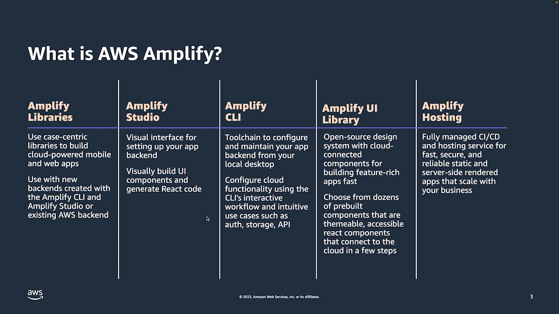Next, we have Amplify CLI. This is a CLI tool that allows you to configure and manage your app cloud backend from your local desktop, from your CLI. You can configure all your cloud functionality using the CLI's interactive workflows. And similarly with the Amplify libraries, it's use case centric. So you'll say things like Amplify add auth, and it'll set up all of the resources that you need to have authentication in your app.